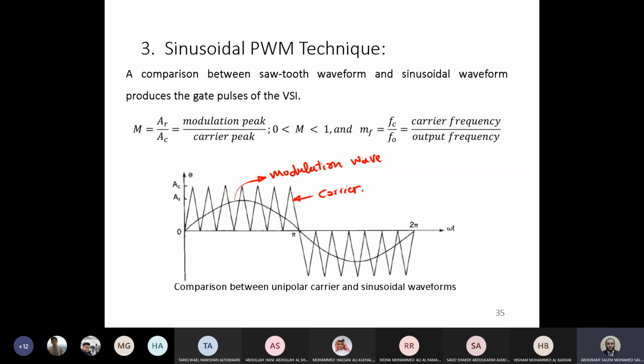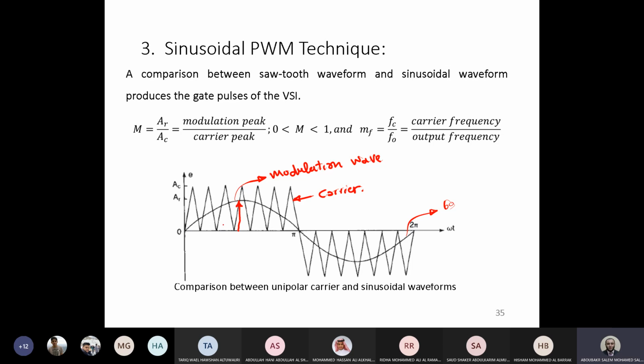Can you see this modulation waveform? This modulation waveform is the required output of the inverter. So, if you need output frequency equals 60 Hz, the frequency of this one should be 60 Hz. For the voltage magnitude, how can you control the output voltage magnitude of this converter? By means of controlling the peak value of the sine wave.